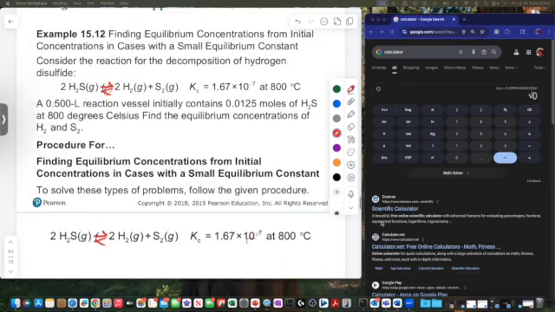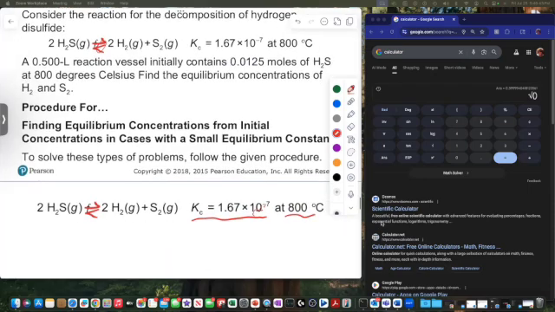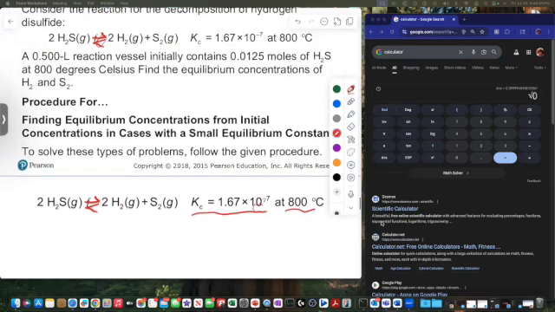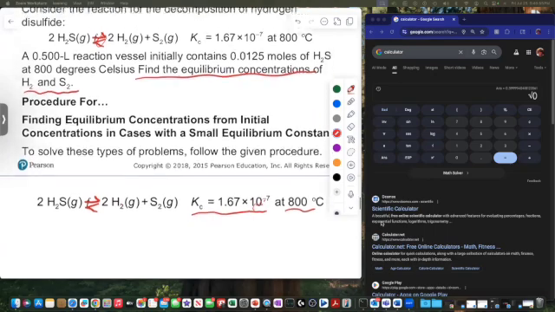I'm going to start with this problem right here. I actually went ahead earlier and copied it over. We have our balanced equilibrium equation. We have our constant right here, Kc. We have the temperature. Remember, the constant depends on temperature. I think I mentioned this before. Now we'll draw our ice table because this question wants us to find equilibrium concentrations of the products, right?